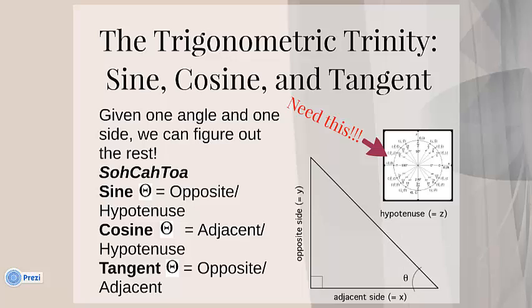The S stands for sine, the C stands for cosine, and the T stands for tangent. O stands for opposite, A stands for adjacent, and H stands for hypotenuse. SOHCAHTOA.